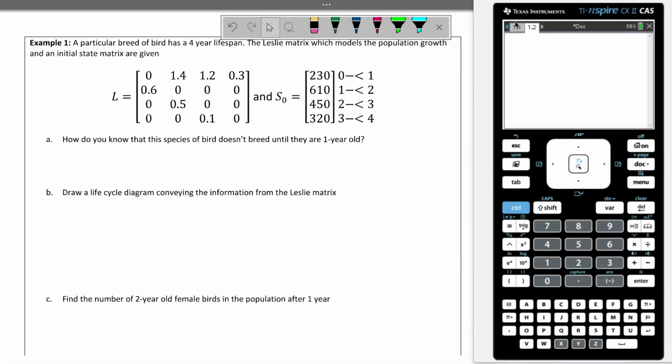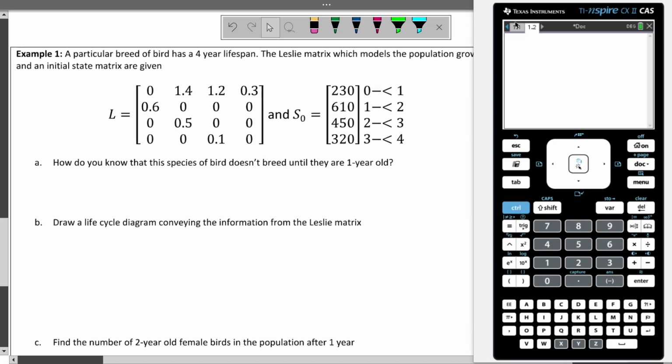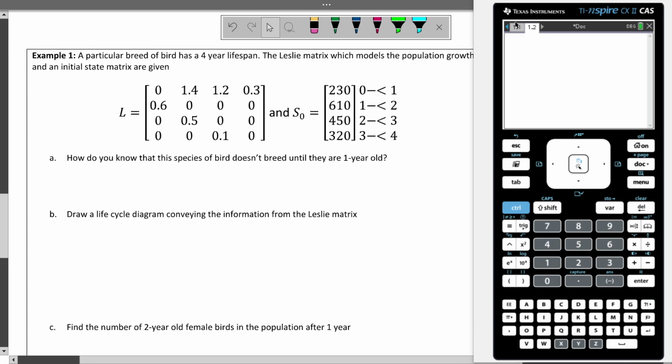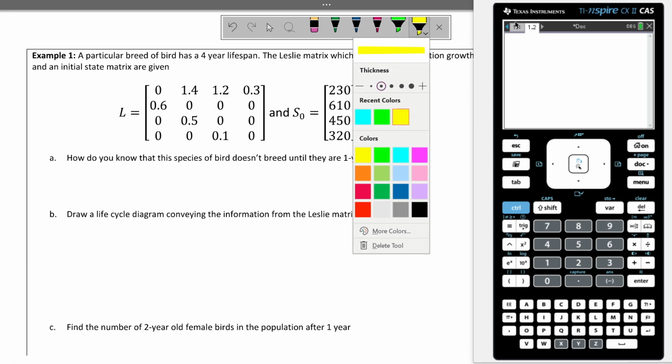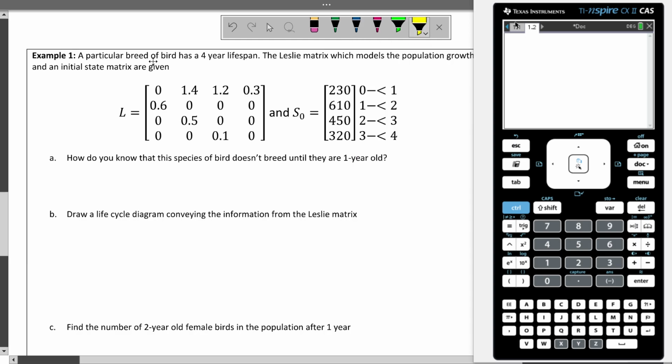All right, now we come to example one, and this is where hopefully things become a bit more solidified in your brain. If everything I've said up to now hasn't made any sense, I reckon now it will start making sense. So let's read this question and see what we can do with it. It says, a particular breed of bird has a 4-year lifespan. The Leslie matrix, which models the population growth, and an initial state matrix are given.